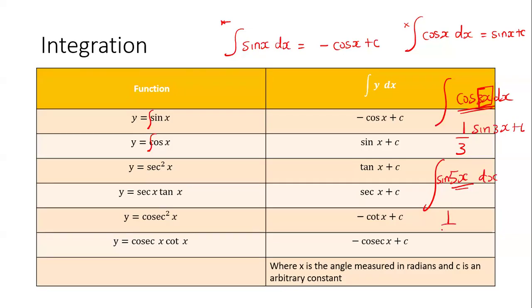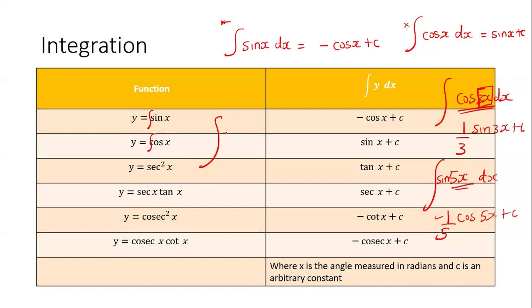So I will say 1 out of 5. Then when you integrate sine, what do you get? You get negative cos of 5x plus a constant. I don't know if members are getting the general rule.